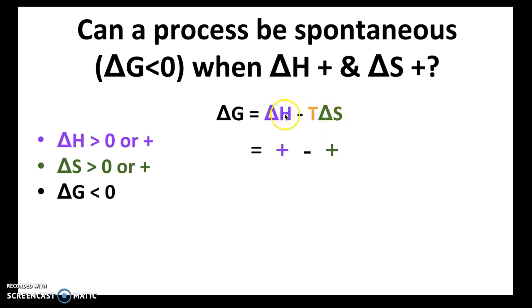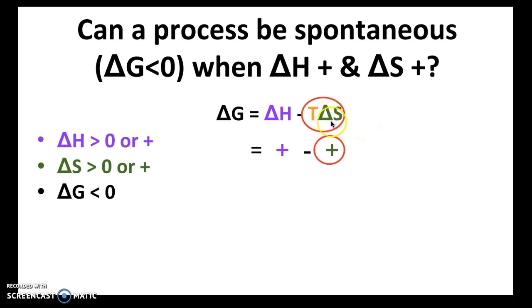Taking a look at this, right now delta H is positive and delta S is positive, a positive subtracted, remember this is a subtraction, by another positive. So what must be true in order for the whole thing to be negative? In order for the whole thing to be negative, this second positive must be bigger than the first. So that means this T delta S term must be a larger term.